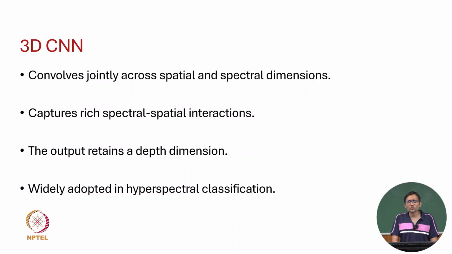which has been used quite extensively in the hyperspectral image analysis domain. This convolves jointly across the spatial and the spectral dimension. So this is very interesting. It's convolving not just across the spatial dimension, it's also convolving across the spectral dimension. And thus it captures rich spectral-spatial interactions. The output retains a depth dimension, and this is widely adopted in hyperspectral classification.